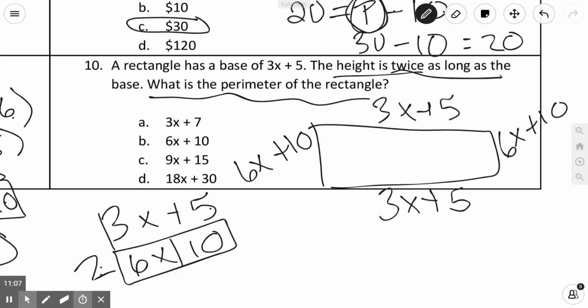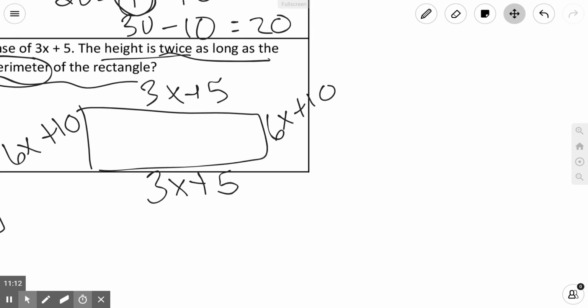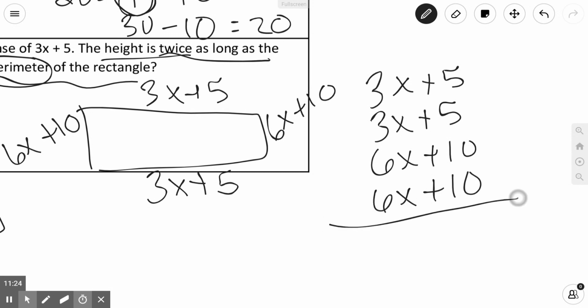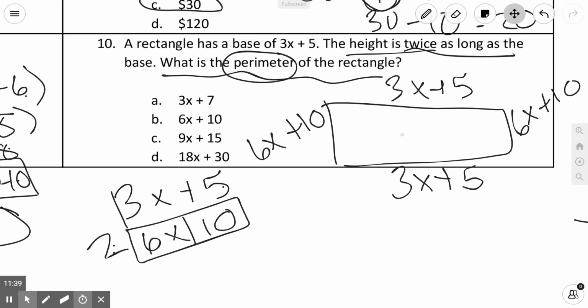What is the perimeter? So the perimeter means I add up all the outsides. So I have, I'll pull over here so we can see. So I've got 3x plus 5, and then another 3x plus 5, and then I have 6x plus 10, and 6x plus 10. So altogether, that gives me 10, 20, and 25, 30. Well, that's positive. And then I've got 6 is 12, plus 3 is 15, plus 3 is 18, x plus 30. So my answer here is B.